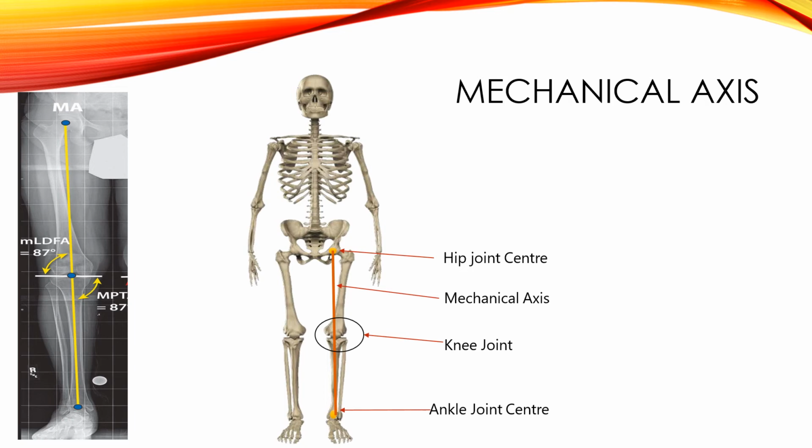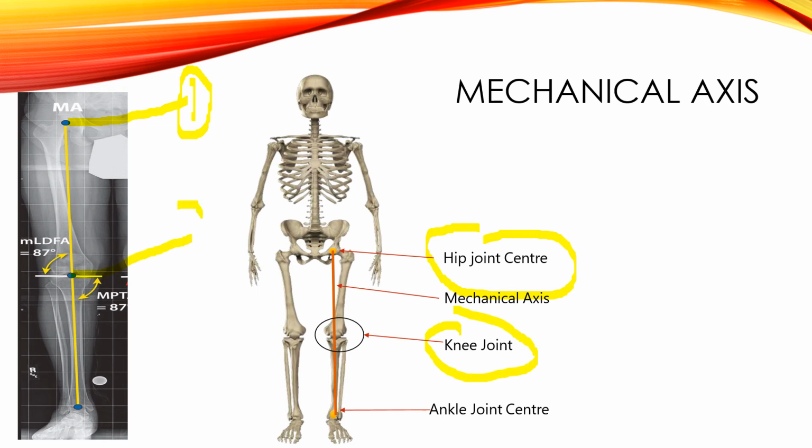So in the hip joint, the center will be in the head. Now if you see here, this is your hip joint center. So on the x-ray you can see this is your first center which we have to find out, that is a hip joint center of the head. Second will be on the knee joint. Now for the knee joint you have to see the center of the knee joint. This is the second part.